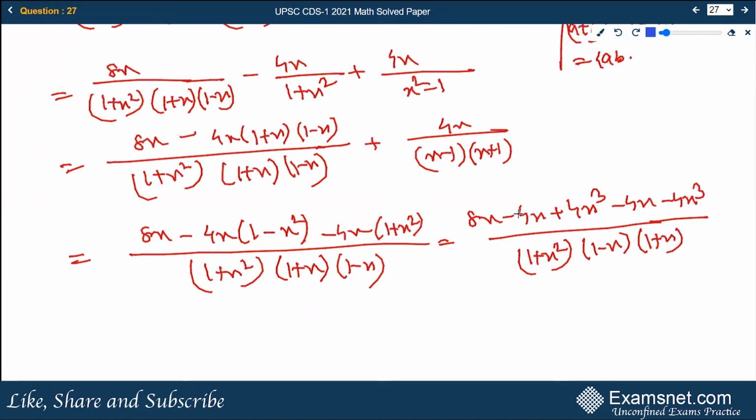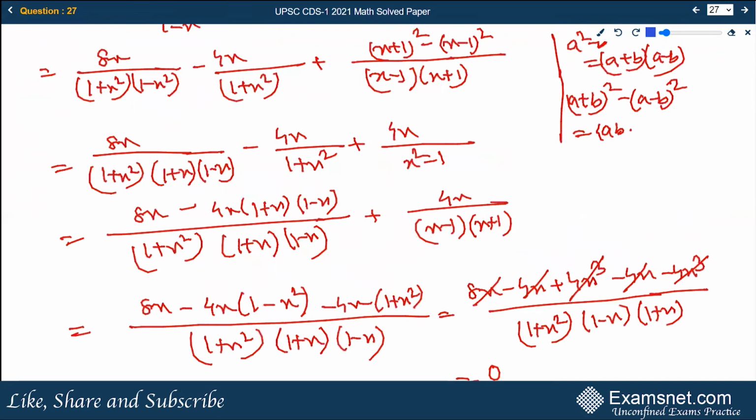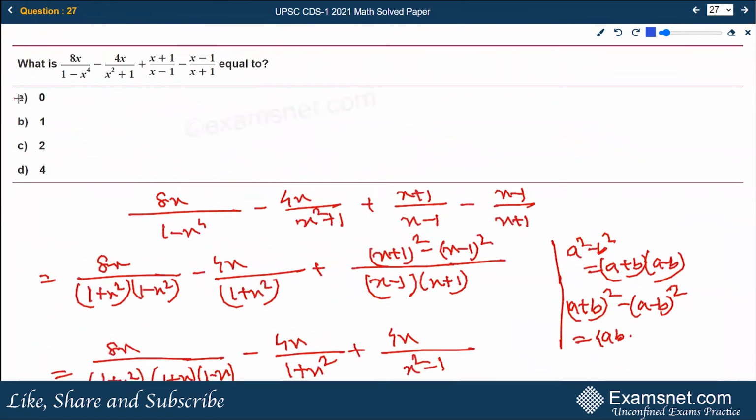So as I can see, plus 8x will cancel with minus 8x, plus 4x cube will cancel with minus 4x cube. So it will be 0. So this will simplify to the answer 0. Option A is the correct answer here.